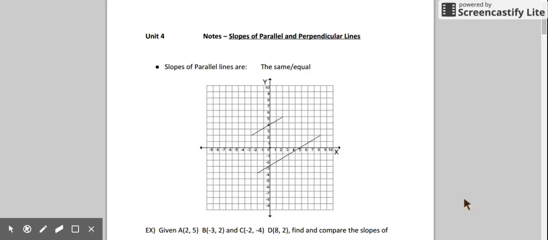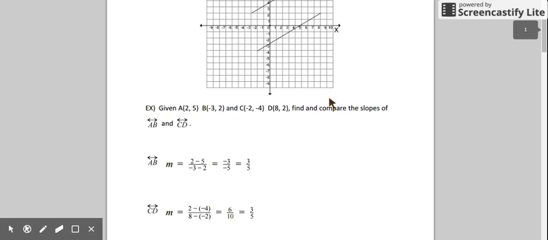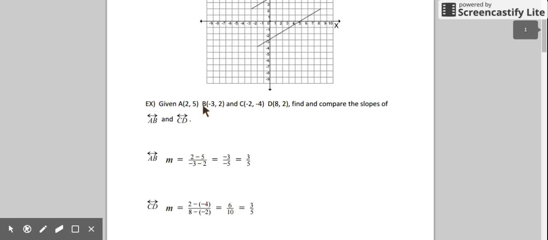In this video, I'm going to be describing the relationship between the slopes of parallel and perpendicular lines. Let's start off with a pair of points here. Points A and B are going to be on the same line, and we're going to call that line AB. Another pair of points, points C and D, are going to be on the same line, so we're going to call that line CD. We're going to find the slope of these two lines and compare them.